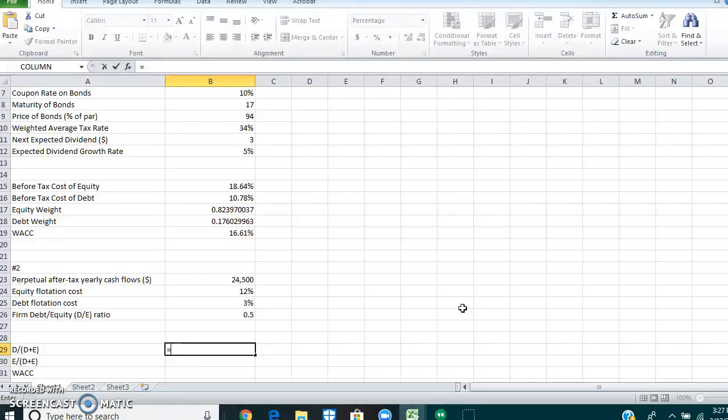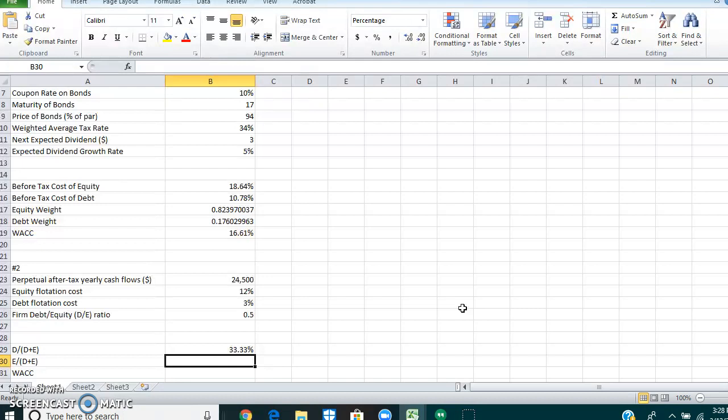Okay, the firm's D/E ratio for me is in B26, and again, it's going to be in a different place for you on your spreadsheet. Just make sure that you have the right information and the right cell references. So we have our D/E ratio divided by parentheses 1 plus the D/E ratio, so B26. Close our parentheses and see what we have. Okay, 33.33%.